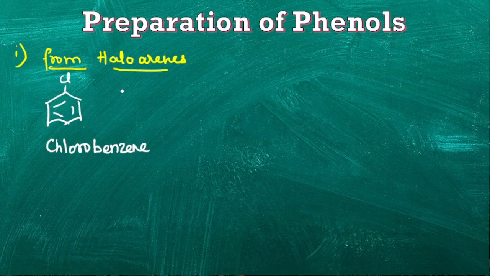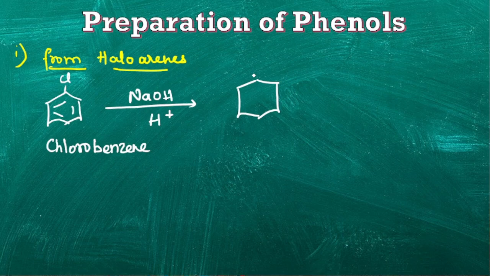To the chlorobenzene, we are adding NaOH. In the presence of H plus and NaOH, it is going to produce ONa. Already we saw this type of reaction. So ONa is going to be formed, that is, instead of Cl, we will be getting ONa. So here what has happened? This is sodium phenoxide ion. Phenoxide ion is produced.